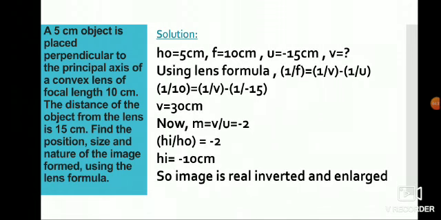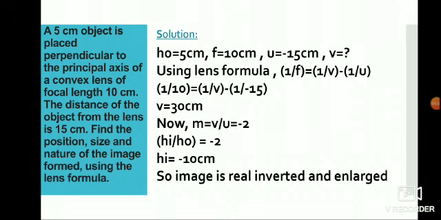So using lens formula, substitute the value. 1 by f is equal to 1 by v minus 1 by u. So you need to calculate 1 by v. Substitute the value, you get v as 30 centimeter, taking the LCM. So magnification is v by u. When you substitute v and u, you will get minus 2. So height of image by height of object, v by u is also equal to height of image by height of object, right children? So substitute the value, you get height of image as minus 10 centimeter. So the image is real, inverted and enlarged.